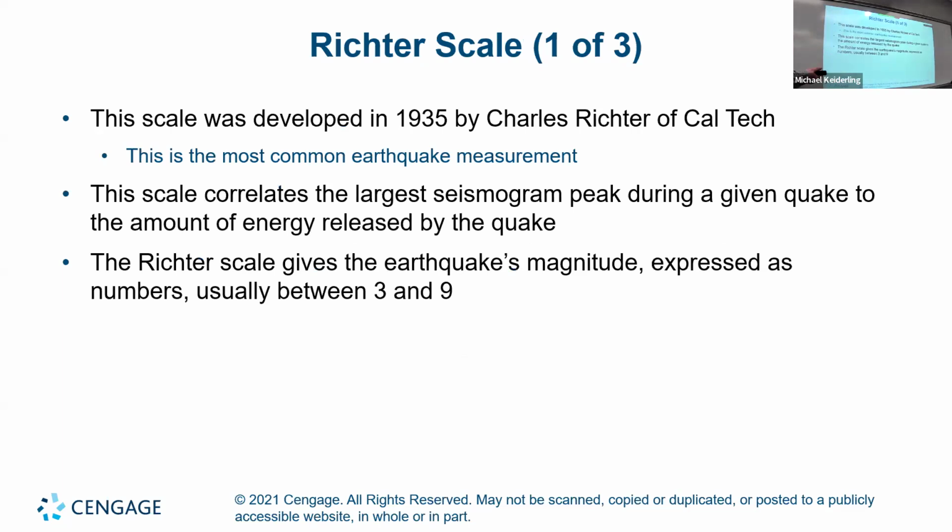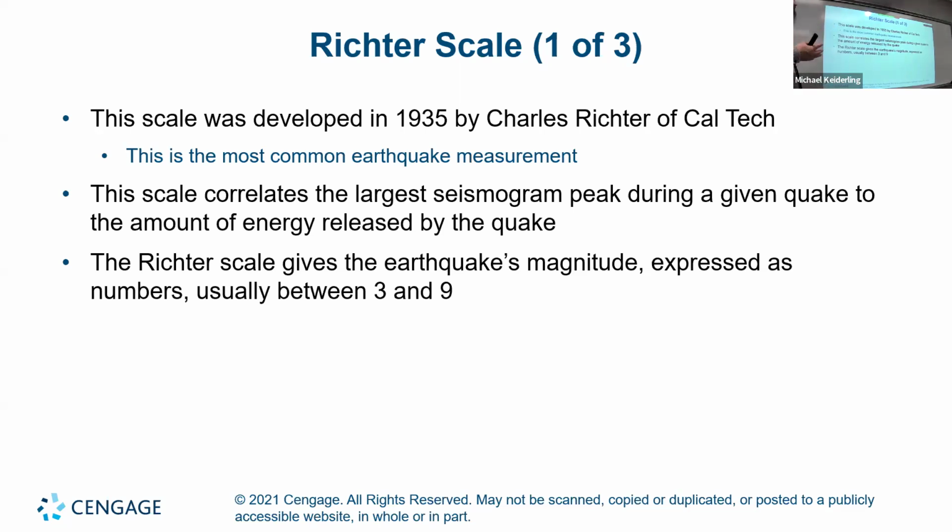So the Richter scale was developed in 1935 by Charles Richter of Caltech. This is the most common form of earthquake measurement. When people talk about earthquakes in numbers, that's what they're using. It correlates the largest seismogram peak during a given quake to the amount of energy released by the quake. Again, the more modern version realized that that sort of saturates, so there are some corrections made at the high end.